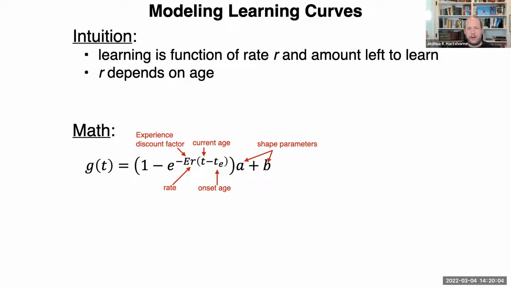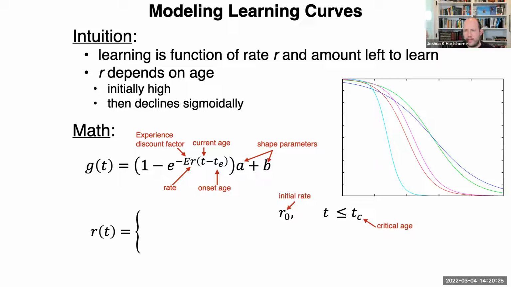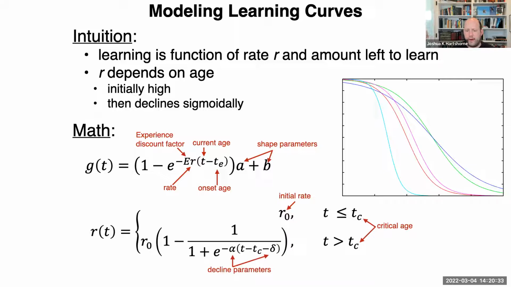The critical thing is we're going to let R, the learning rate, change with age. Or rather, we're going to allow it to change with age. We're not going to force it to change with age. It could stay steady. We're going to assume that it's initially high, so up to some critical age TC, it's just going to be this R0. And then it's going to decline sigmoidally. A sigmoid is one of these S-shaped curves. They can be steeper or more shallow, and they have a couple of parameters that determine how steep or shallow they are. And that's it. Then we fit all the parameters.